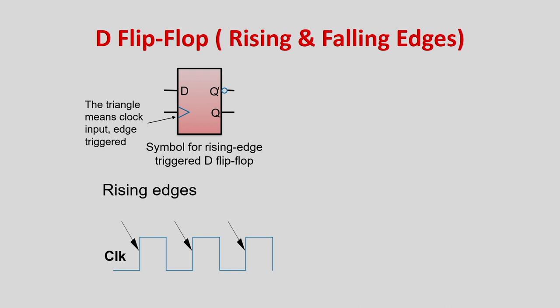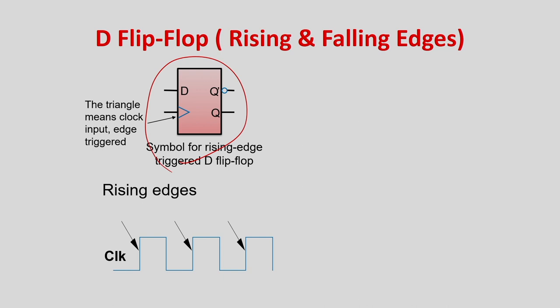So, this is the example of rising edge and falling edge. This is the symbol for a rising edge trigger D flip flop. Symbolically you can put it like this. This is the rising edge, because this thing is rising edge, and this is the D flip flop.